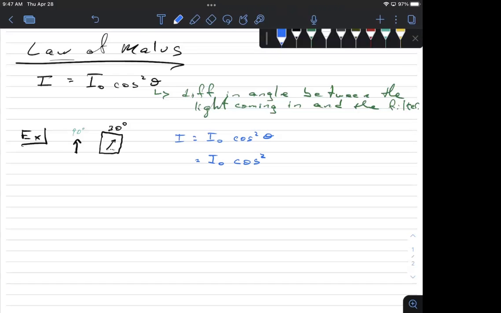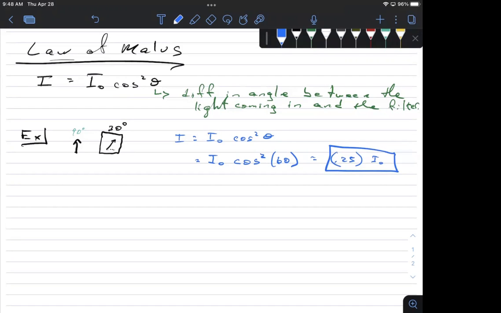So for this one, we have light, which is currently at 90, and it's trying to fit through something which is angled at 30. So I subtract the two, 90 minus 30 gives me an angle of 60 degrees. And so now I've made it through. The light has passed through the filter. How much light is there? 0.25 times I naught. And that's how the law of Malus works.